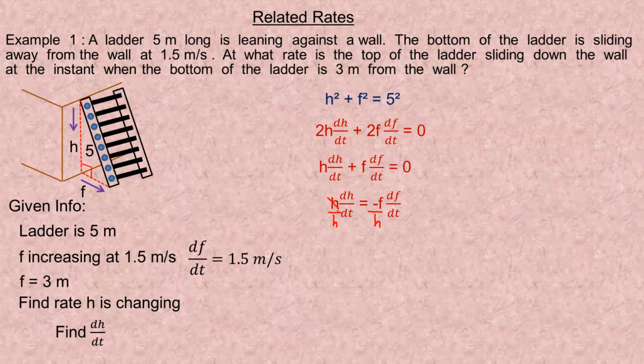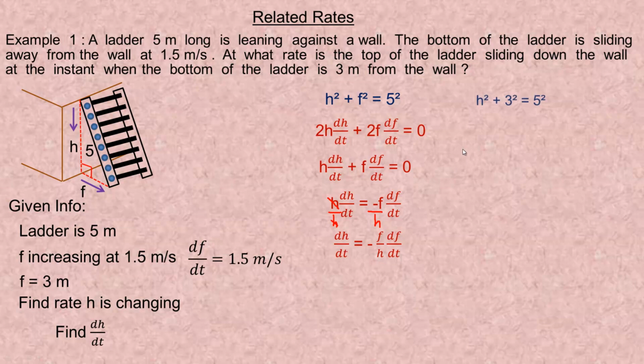And of course those would divide out, and we would have dh/dt is equal to negative f over h times df/dt. Now I know f, f is 3 meters. I know df/dt, that's the 1.5, but I don't know h yet. So sometimes you have to find some unknown variable.